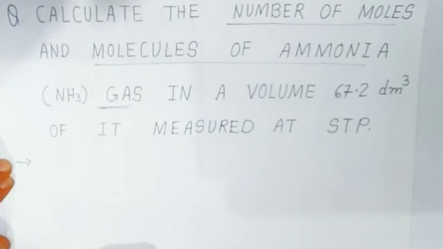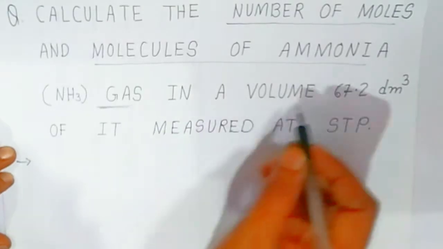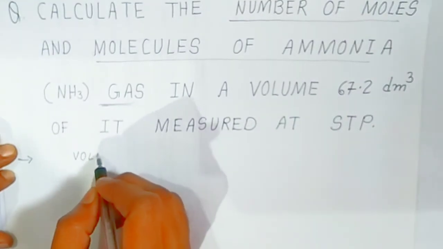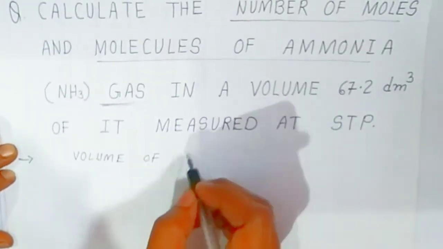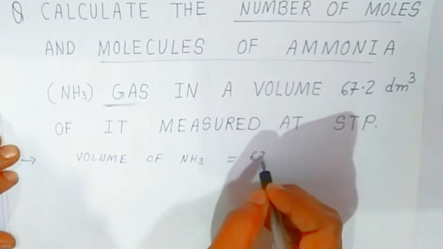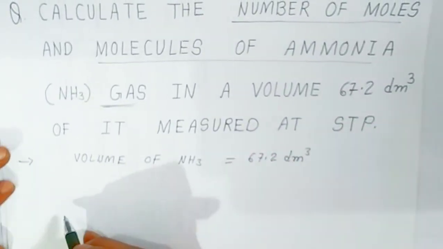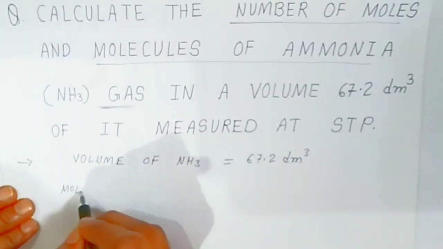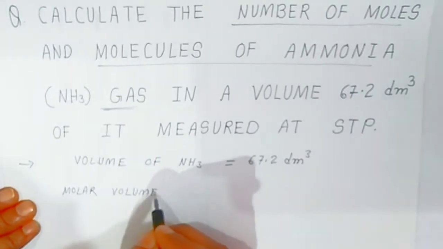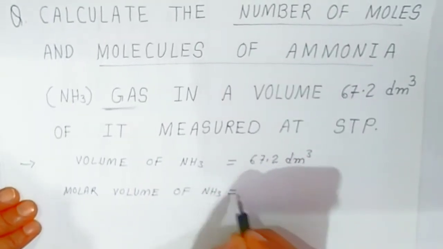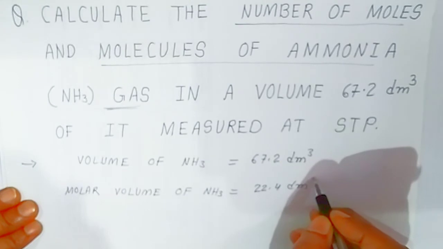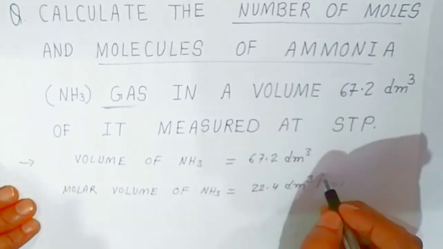Here, students, the same thing we are going to see. First of all, you should know what is given. So first write the volume. What is given? The volume of ammonia, that is NH3, is given as 67.2 dm cube. Correct, students? Once you know the volume of ammonia, what is the molar volume? The molar volume of any gas, how much volume it is occupying, that is 22.4 dm cube per mole. Okay, students, this is called per mole.